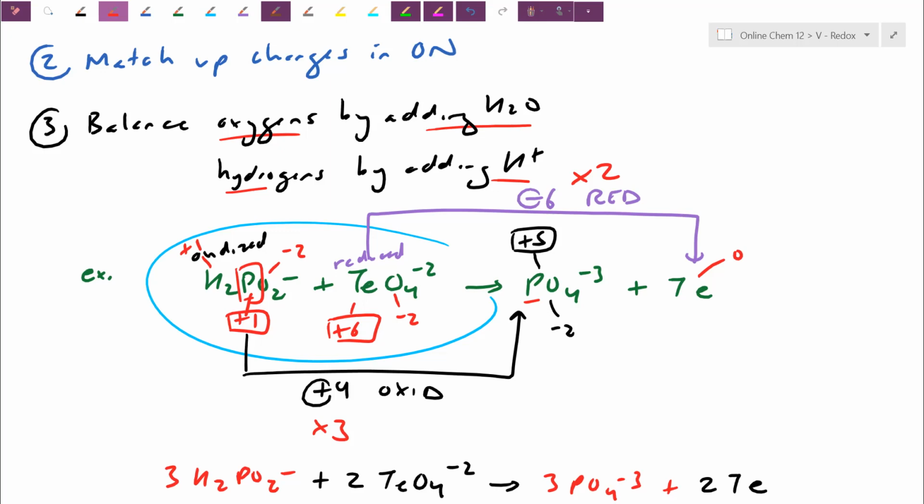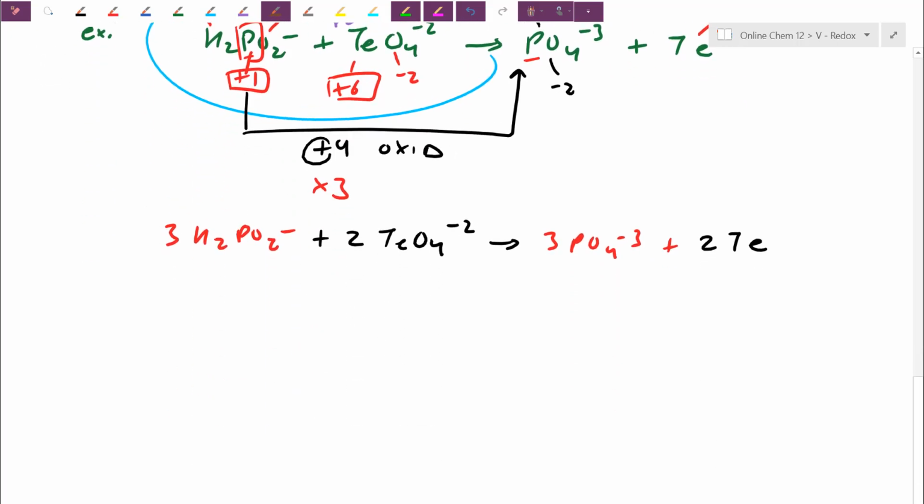This is just overall. So let's try it out here. Let's balance the oxygens. How many total oxygens do I have on the left side? Every compound here has 2 oxygens. I have 3 of them. 3 times 2 makes 6 oxygens. I have 2 times 4 make 8 oxygens. 6 plus 8, I have 14 O's on the left side.